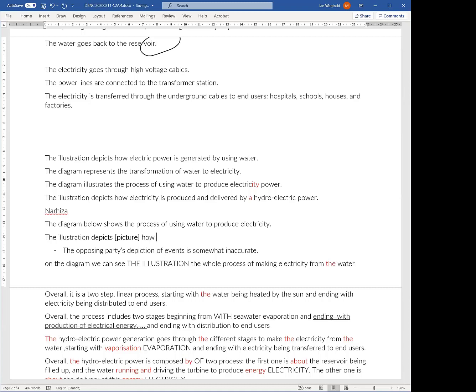Nariza, can you finish this sentence? How to make electricity or electric power. How electric power is made from seawater. Let's just say water, because it's seawater and then the reservoir. If it's just coming from the rain, it's probably fresh water. Yeah, for water. Now, are you familiar with passive voice?